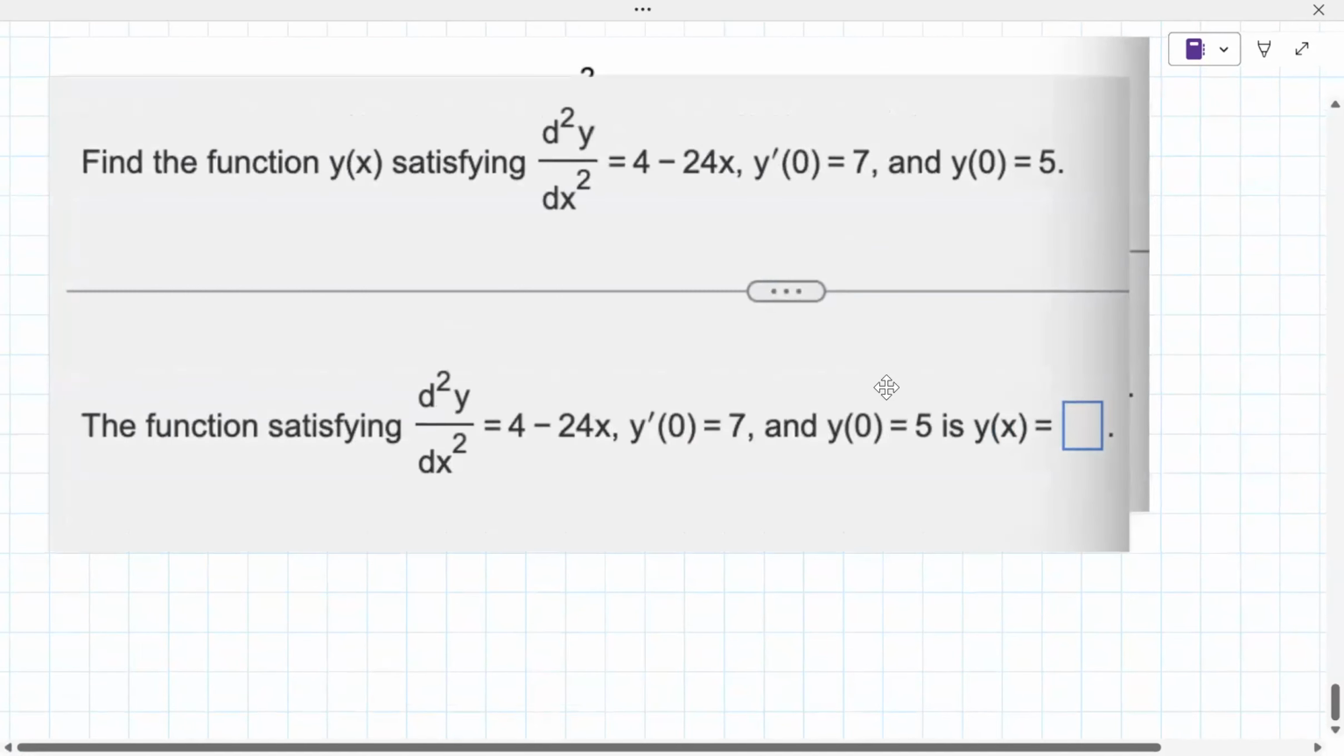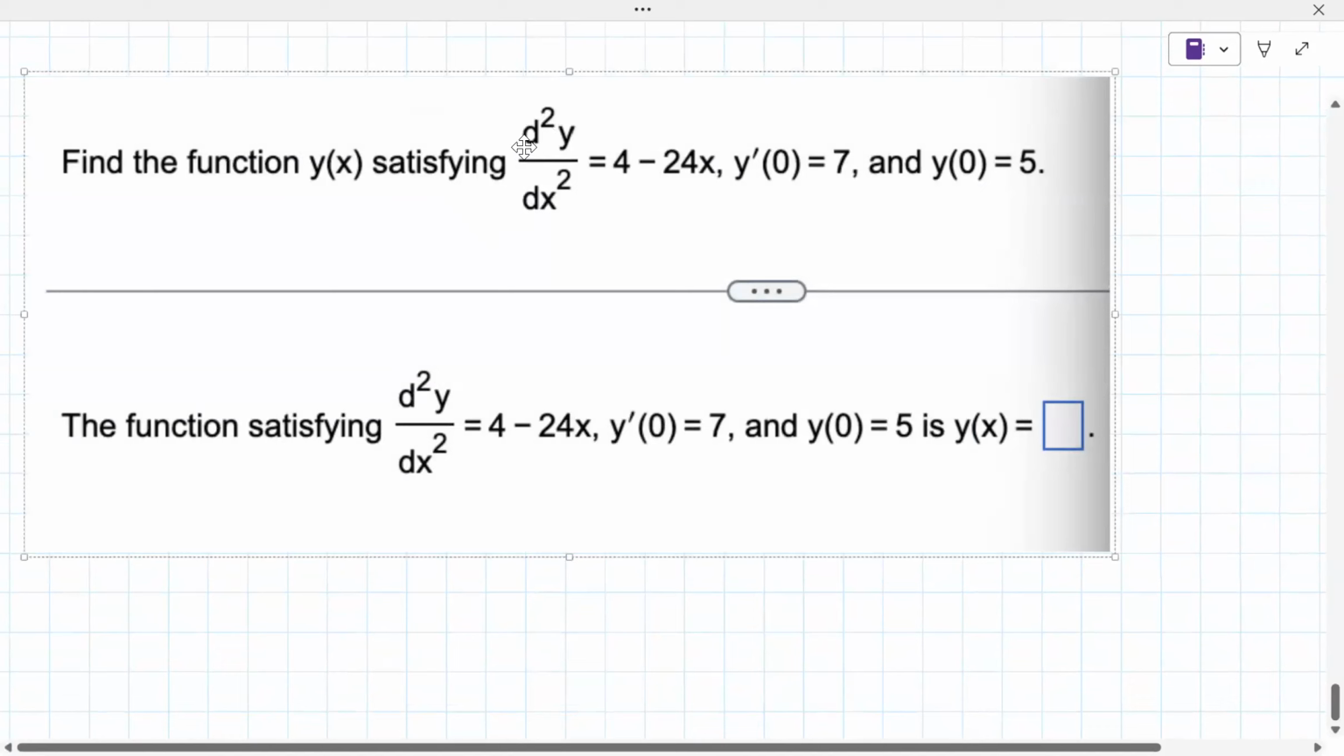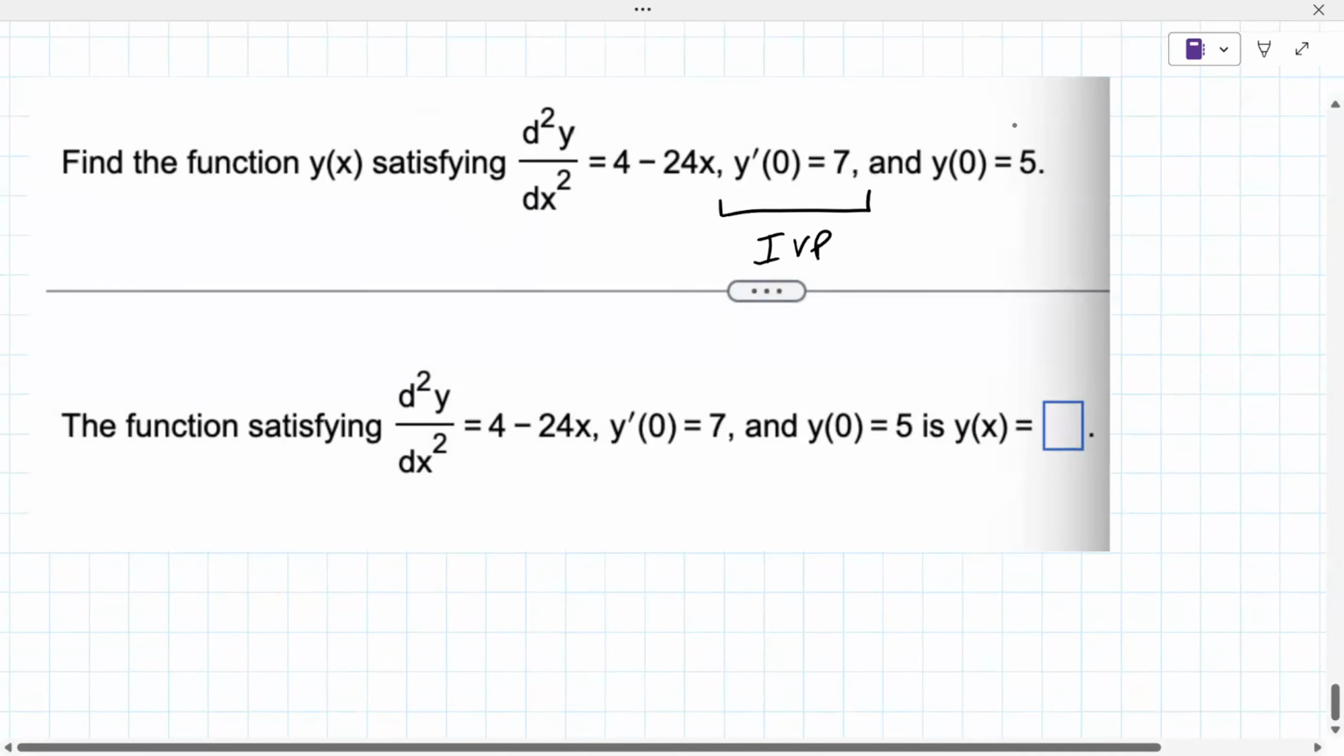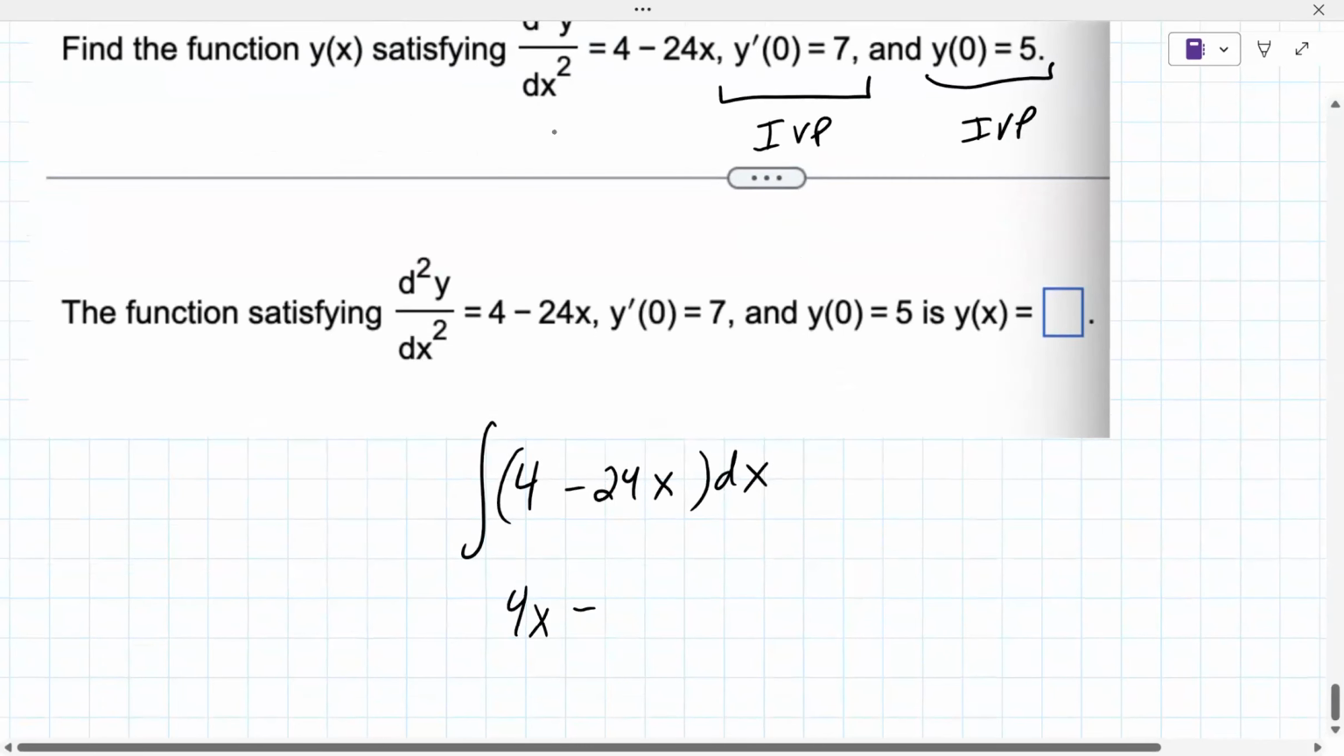All right. So this time they're giving you the second derivative, which means you have to integrate twice. They give you two initial conditions. This is the first initial value problem, and then this is the second initial value problem. When you take the antiderivative, you always go up one level, to the previous thing, which would be the first derivative. So you have to take two antiderivatives of this. First integrate 4 minus 24x dx, and this is 4x minus 12x squared when you're done with that. So that's your derivative, your y prime.